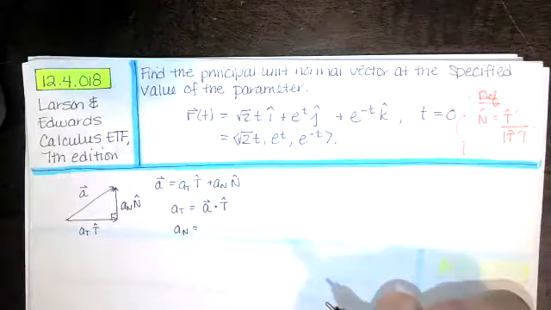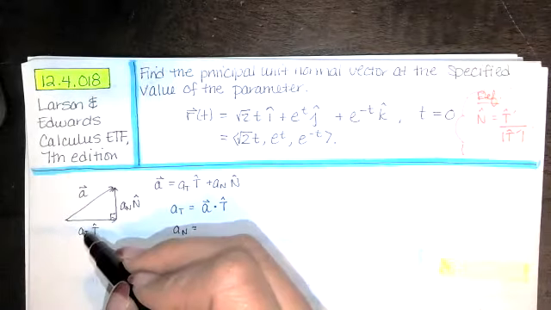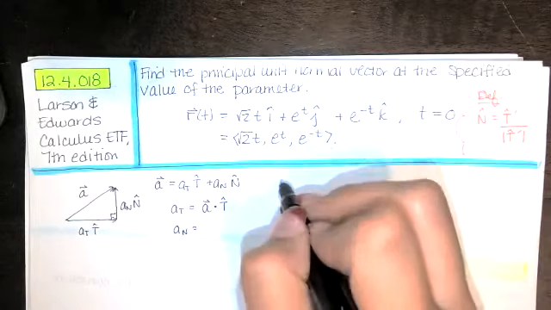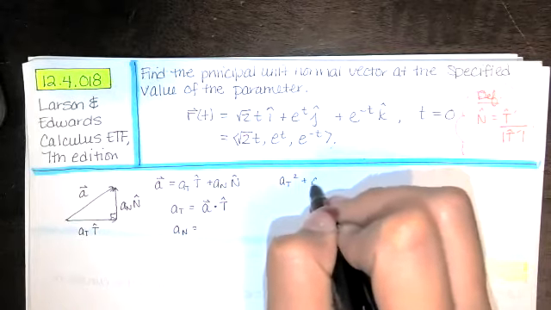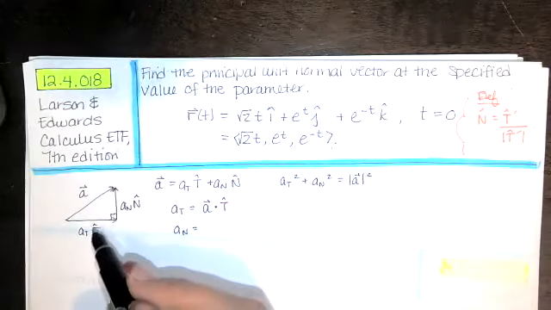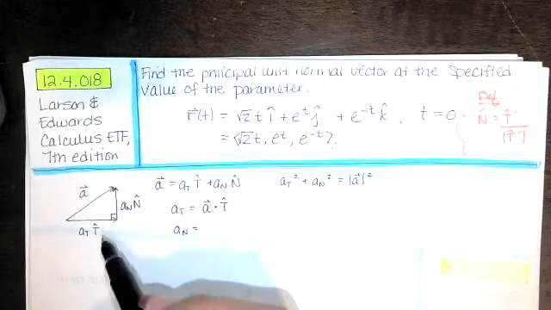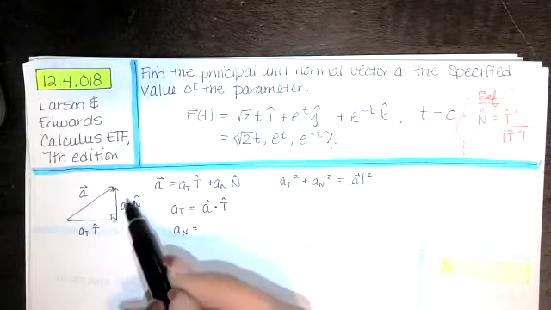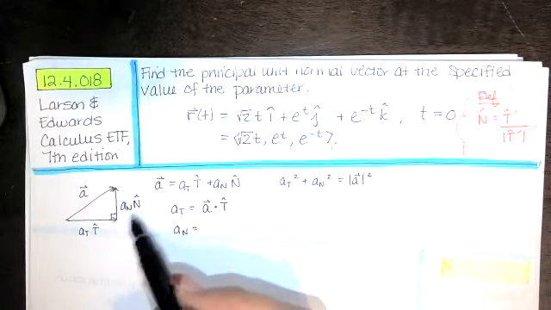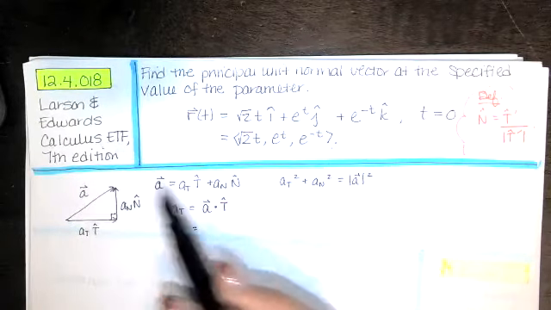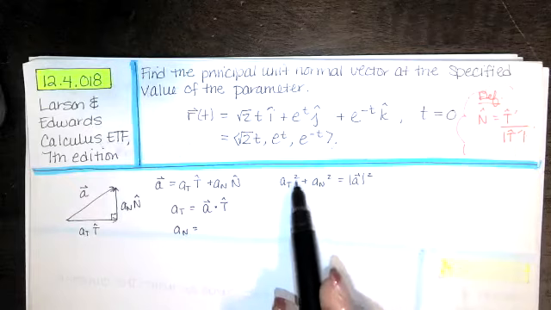We'll use the Pythagorean theorem to find a sub n. This side length squared plus this side length squared equals that side length squared. So we'll have a sub t squared plus a sub n squared equals the magnitude of a squared. And we can ignore this t hat and n hat because they're 1 unit long. The length of this vector is just the absolute value of a sub t, and the length of this vector is the absolute value of a sub n. So that squared plus that squared will equal that hypotenuse squared by the Pythagorean theorem.